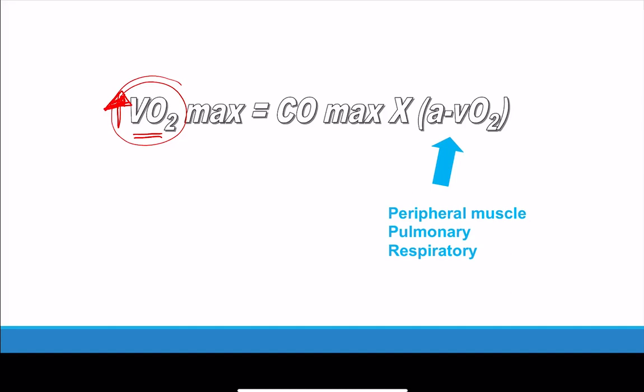So we've got pulmonary and respiratory that are also going to play a role in this AVO2 difference as it relates to bringing in and moving oxygen. And then, of course, we're going to talk about the delivery, or the cardiac output.